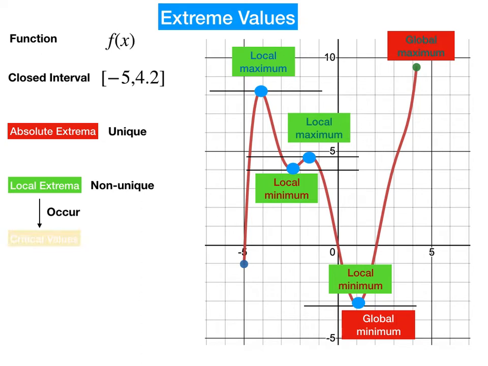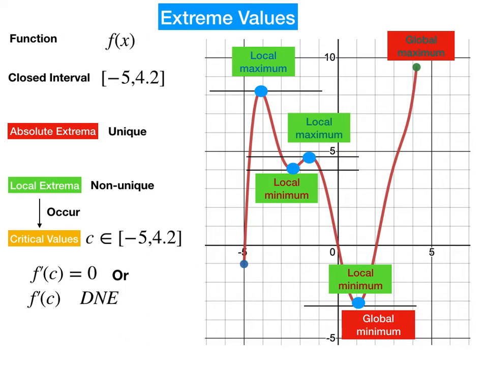So what are critical values? They are values in the interval such that the derivative at these values is 0, or the derivative at these values doesn't exist or is undefined. All right? Again, local extrema occur at critical values. And there are two types of critical values. The first type is the points where the derivative equals 0, and the second type is points where the derivative doesn't exist. But what about absolute extrema?